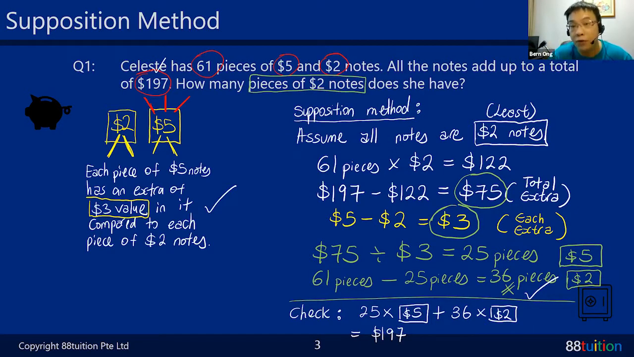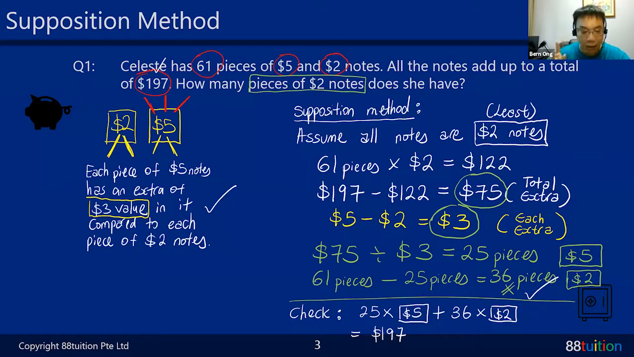Sometimes the meaning of difference is like we use the word extra. $5 itself is actually $3 extra than a $2 note. Can you see now? Yes, Victoria, the answer is 36. Smart girl. All right, so you have to subtract. The answer is 36 pieces. So for extra, you compare with extra. $3 is the difference, Brandon. Yes, you are right. Or $3 is the extra. I like to use the word extra. How come? Extra is easy to spell. I'm lazy, I know. All right, so these are your steps for a supposition method.